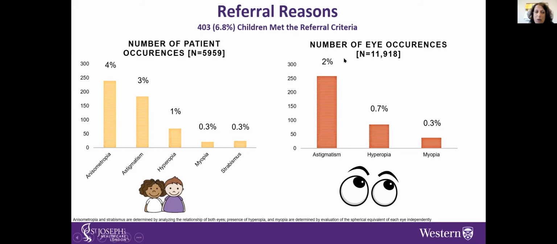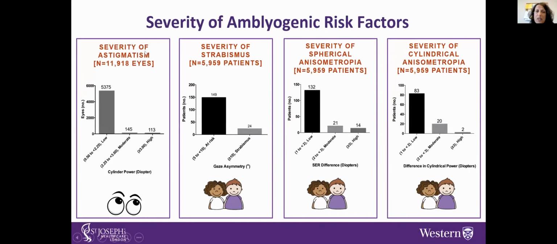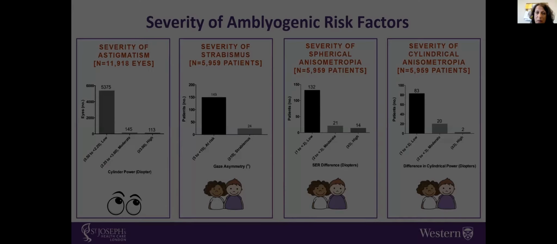The highest thing we picked up is anisometropia. So 4% of all referred children were anisometropic, 3% were referred because of astigmatism, and 1% was flagged because of hyperopia. That's looking at the patient's occurrence rather than the eye occurrence. When we looked at the severity of amblyogenic risk factors that was identified, 113 children had higher than 3 diopters of astigmatism, and almost 50 children had higher than 2 diopters of anisometropia, whether it was spherical or cylindrical.